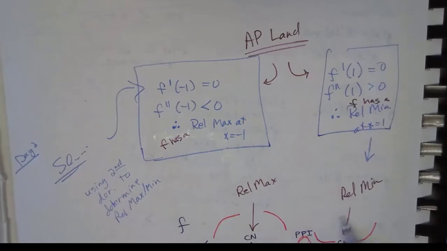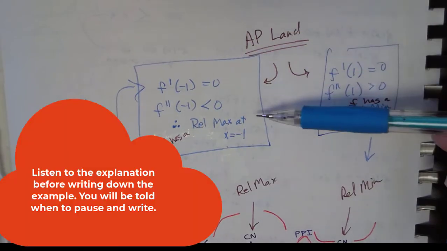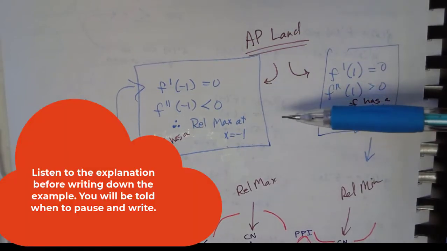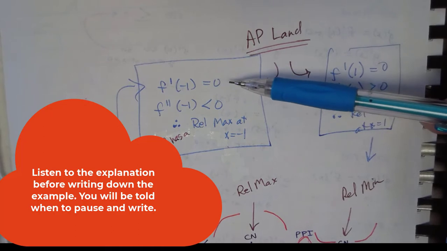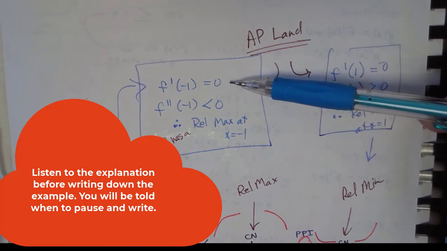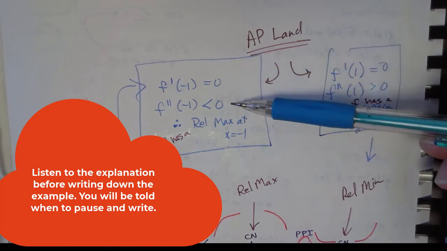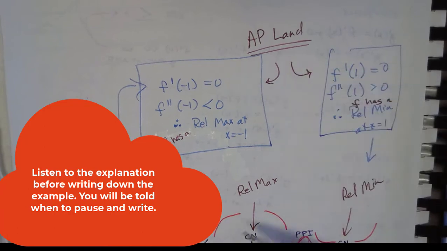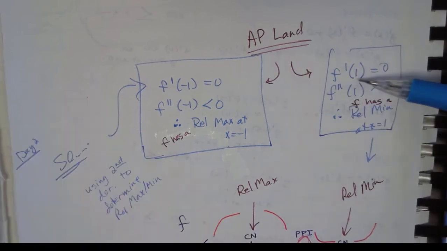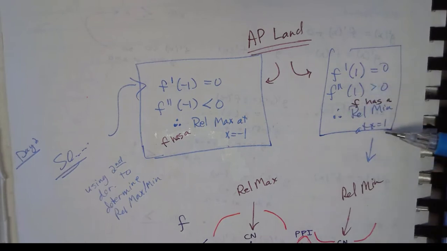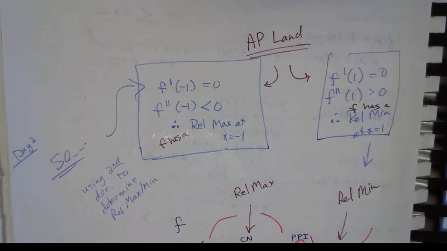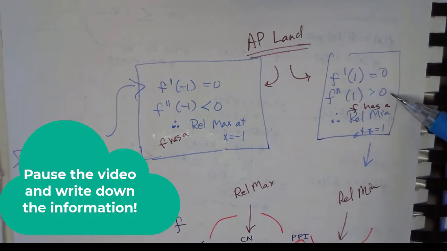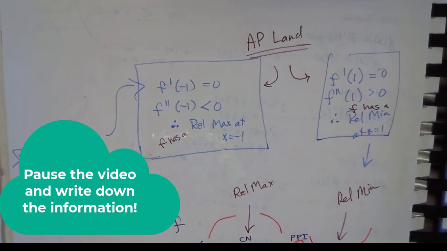AP really likes this justification for finding relative maximums and mins. At a maximum, usually that first derivative is 0, and the second derivative will be negative because we're concave down. At a minimum, again, first derivative usually 0, second derivative positive. And you can see at 1, that's what's going on here. First derivative 0, second derivative positive, so we are concave up, horizontal tangent, relative minimum.